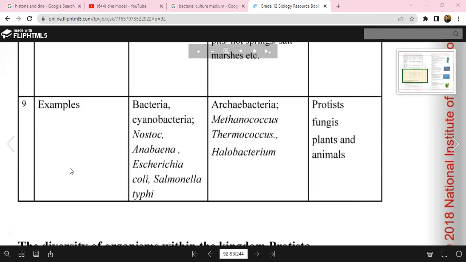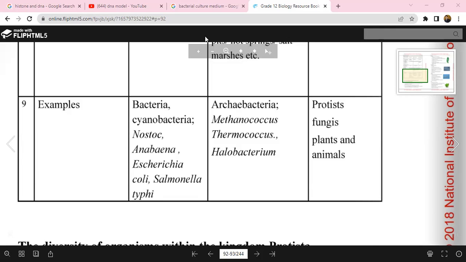Completed? Yes, sir. Right. Archaebacteria, what are the examples given to you? Read the archaebacteria examples. Methanococcus, Thermococcus, Halobacterium.